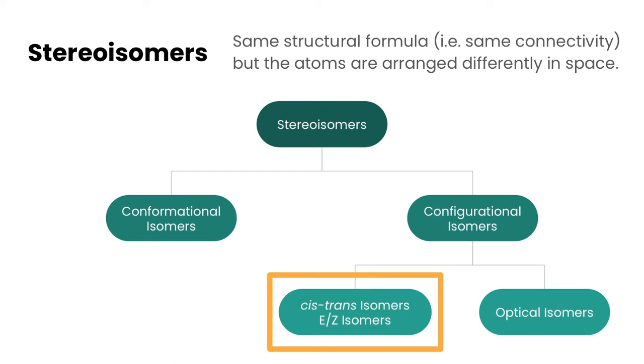In this video, we're going to look at stereoisomers, and specifically, we're going to look at a type of configurational isomer called cis-trans isomers, or more generally known as EZ isomers. So remember, stereoisomers have the same connectivity, but the atoms are arranged differently in space. So we're going to take a look at how they're arranged in cis-trans and EZ isomers. So let's just get right into it.